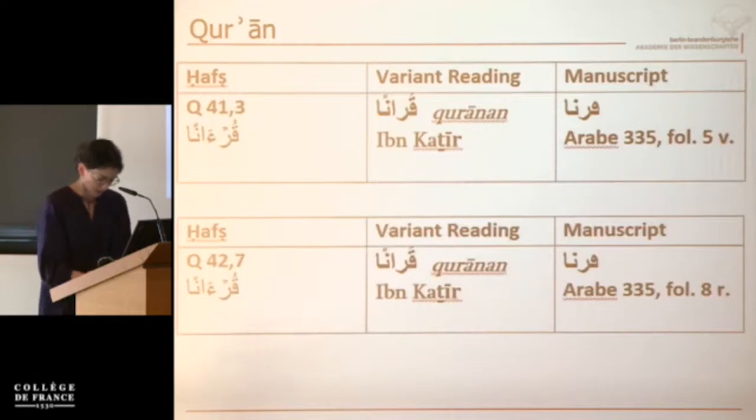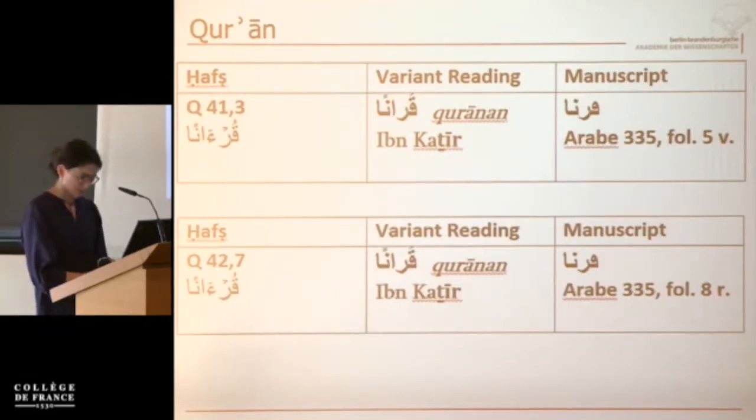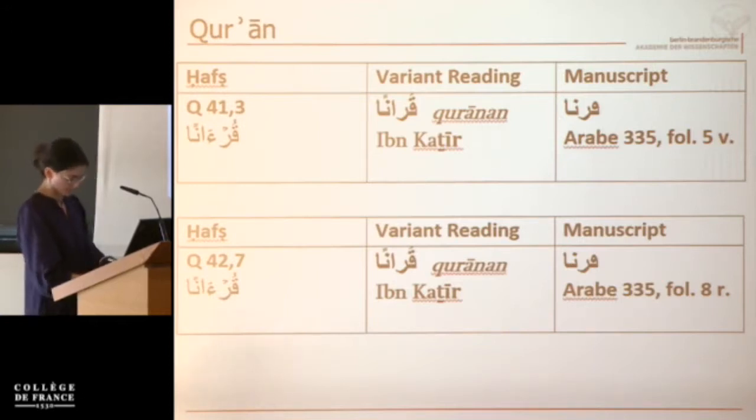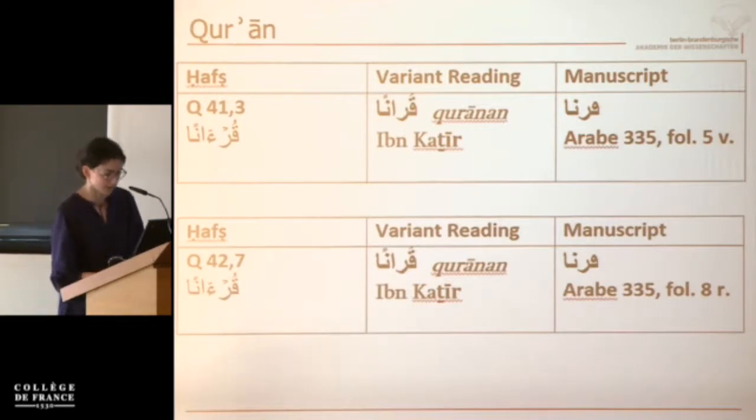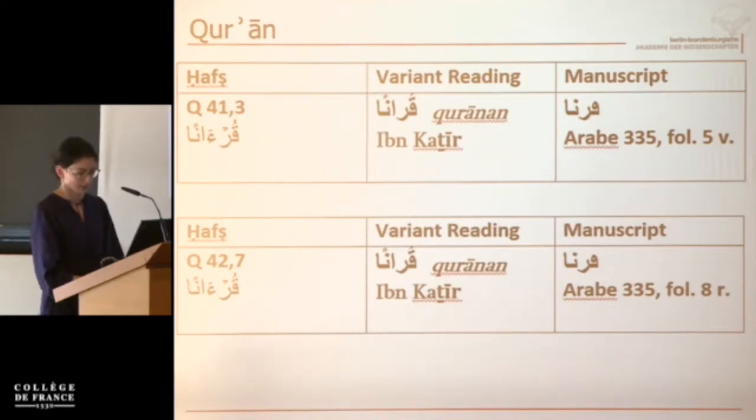Then, as I said, I attested 2 writings of Qur'anan in the manuscripts, and both were without alif. It was Surah 41, verse 3, and 42, verse 7. Then I looked for variant readings of this word without Hamza, and I found the reading from Ibn Kathir, which you can see here. Still, the alif is not omitted as in the manuscripts. It could be that the manuscript didn't write Hamza and omitted the alif as the indication for the long vowel.